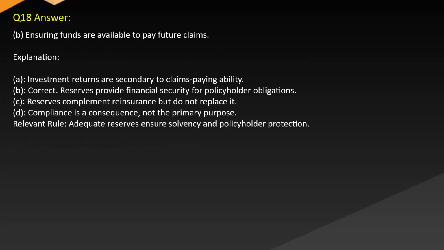Answer: B. Ensuring funds are available to pay future claims. Explanation: A. Investment returns are secondary to claims-paying ability. B. Correct. Reserves provide financial security for policyholder obligations. C. Reserves complement reinsurance but do not replace it. D. Compliance is a consequence, not the primary purpose. Relevant rule: adequate reserves ensure solvency and policyholder protection.